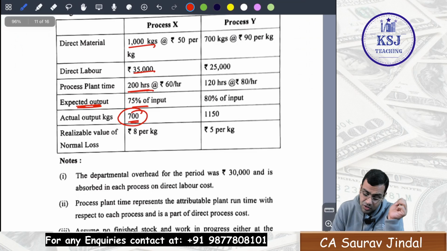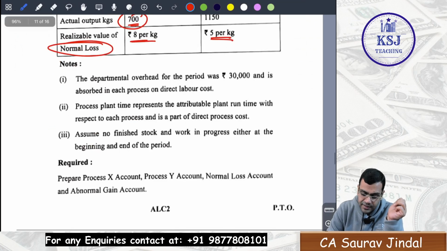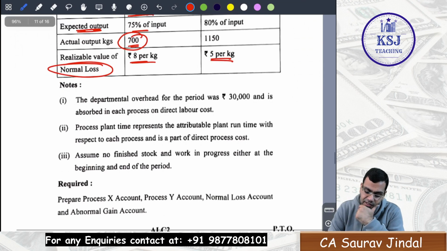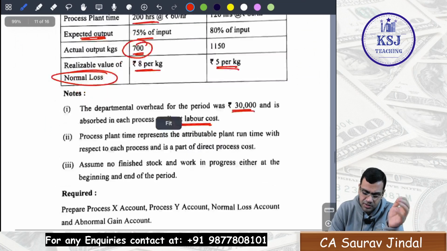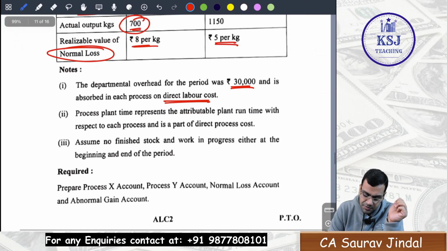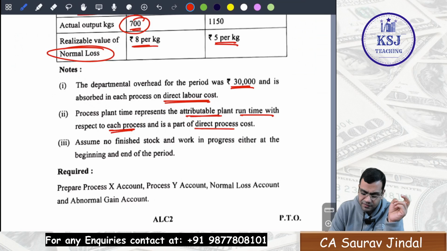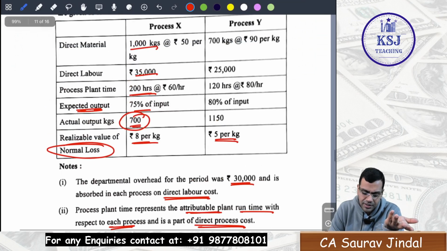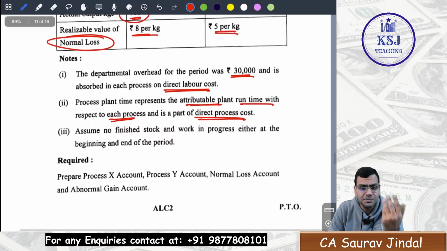Realizable value of the normal loss is 8 kg and 5 kg, right? Then departmental overheads for the period were 30,000 and are absorbed in each process on the direct labor cost. Distribute on the basis of the labor cost. Process plant time represents the attributable plant runtime with respect to each process and is a part of the direct process cost. That's why I told you it is a direct cost, direct expenses.